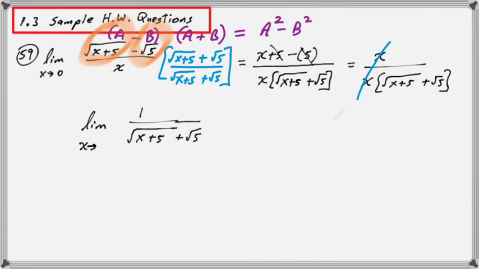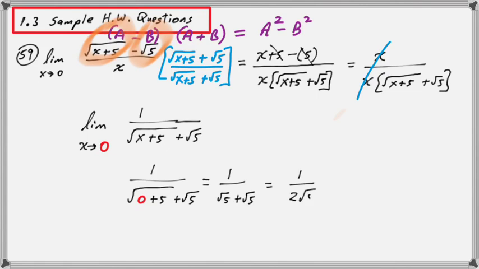Remember that x is approaching 0, so if I replace that x with a 0, I end up with 1 over radical 5 plus another radical 5, which is 1 over 2 radical 5. One radical plus another is 2 of them. Now, in calculus, you're allowed to leave the radical in the denominator, so that's the answer I would expect.